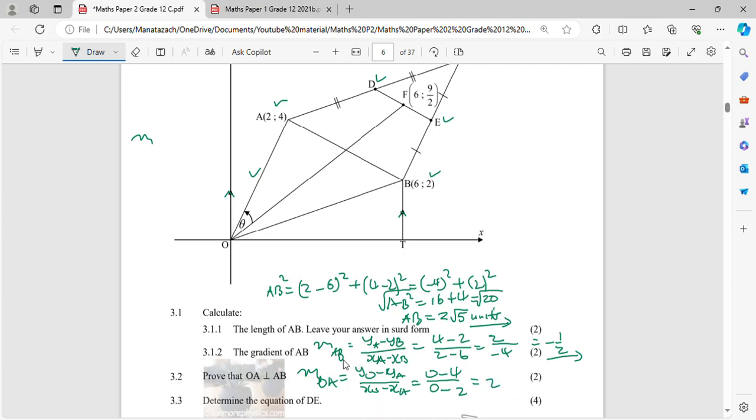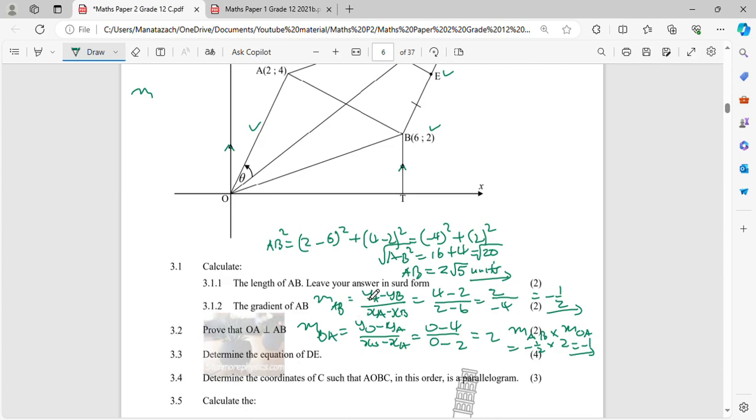So AB is perpendicular to OA because when you multiply their gradients, they give you minus 1. The gradient of AB is minus 1 over 2, times 2 will give us minus 1. Therefore, they are parallel. In fact, they are perpendicular. Not parallel, they are perpendicular.